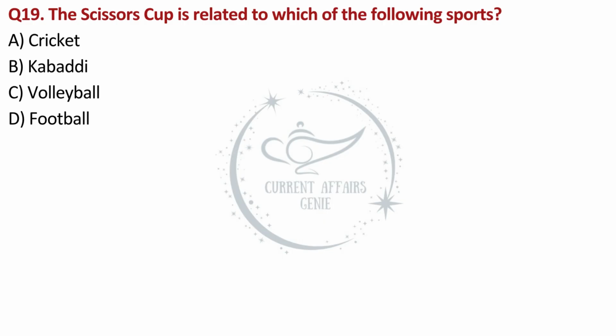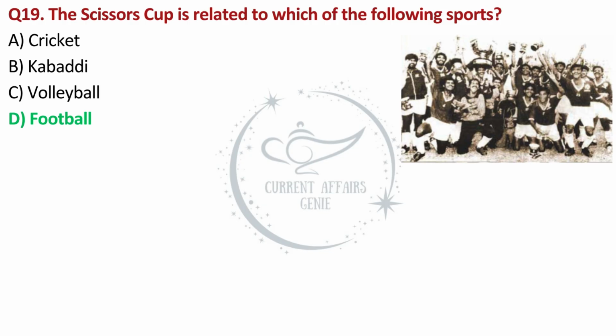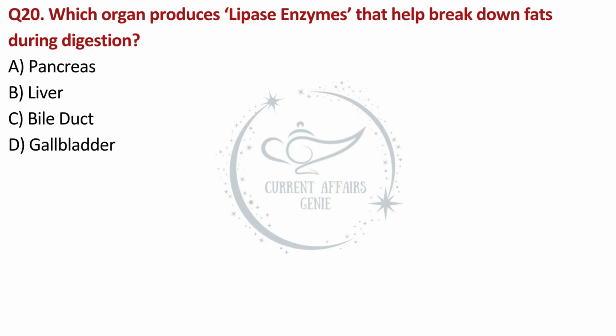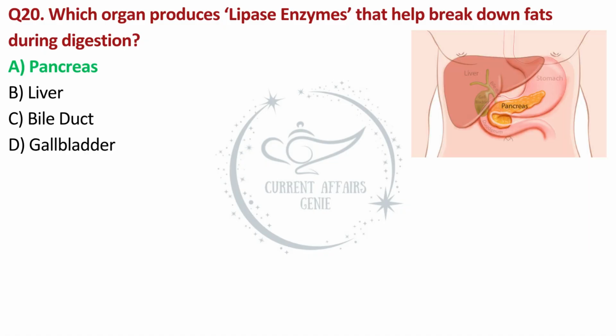The Scissors Cup is related to which of the following sports? Option A, cricket. Option B, kabaddi. Option C, volleyball. Option D, football. Correct answer. Option D, football. Which organ produces lipase enzymes that help break down fats during digestion? Option A, pancreas. Option B, liver. Option C, bile duct. Option D, gallbladder. Correct answer. Option A, pancreas.